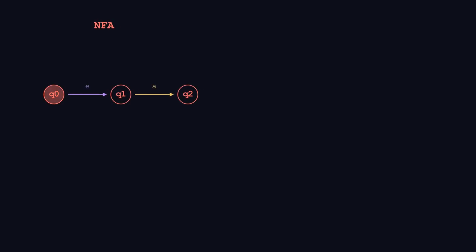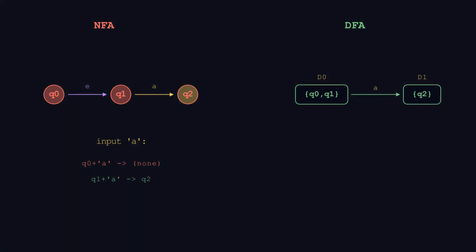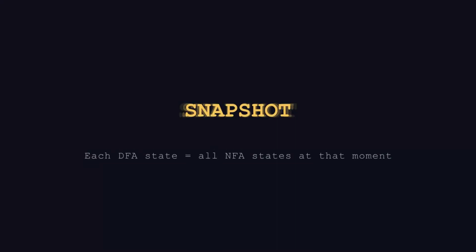Start with the NFA's start state. Follow every epsilon transition to find all reachable states. That entire set becomes your first DFA state. Now, for each input character, ask, from every NFA state in this set, where can we go? Collect all those destinations, follow their epsilons, and that new set becomes another DFA state. Repeat until no new sets appear. Every DFA state is just a snapshot of every possible NFA state you could be in at that moment.